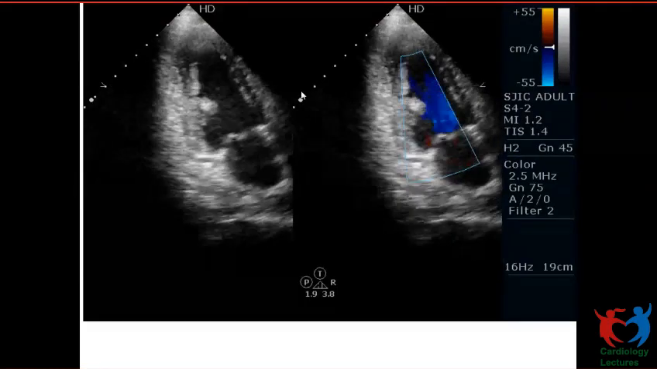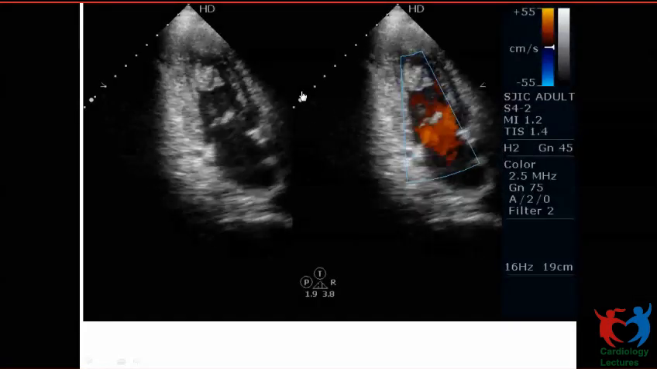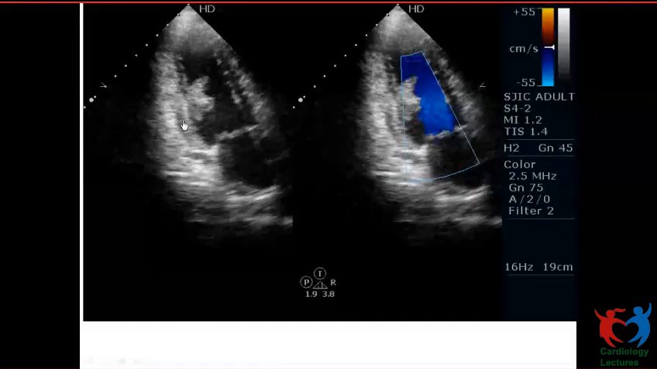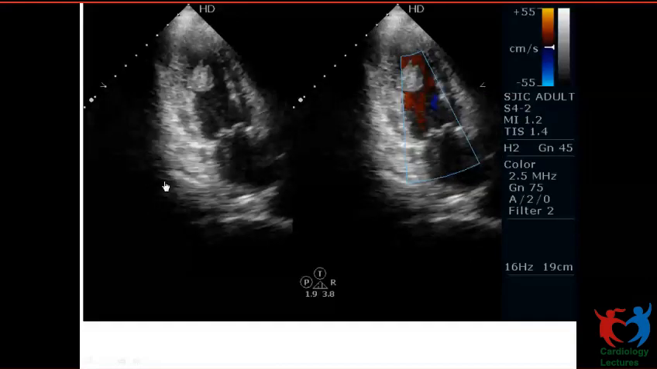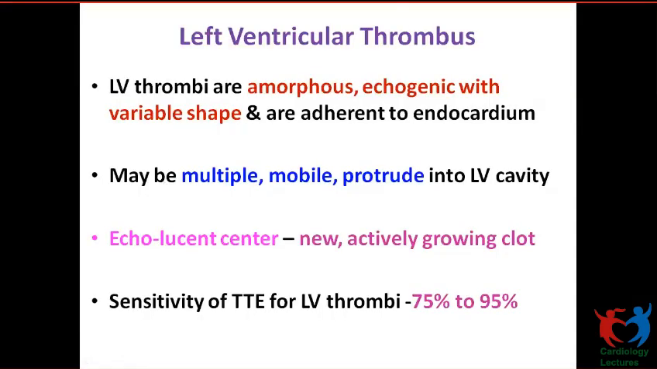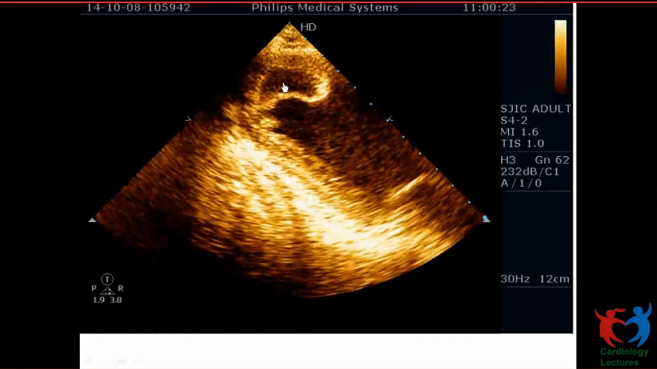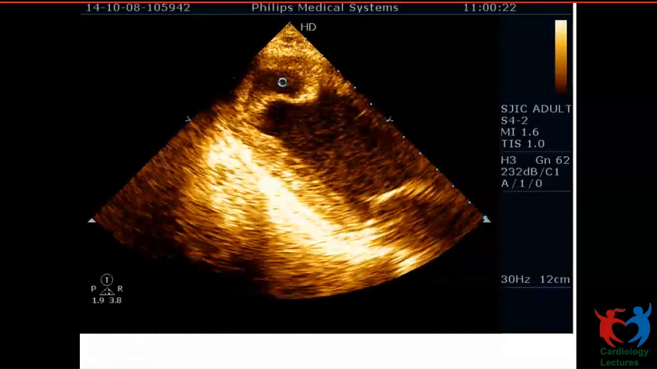See this? Multiple clots attached. Again, you can see an akinetic segment there. So, if you see an echolucent center that is supposed to be new and actively growing clot. So, transthoracic echo has a high sensitivity up to 95%. See this has an echolucent center, so it's supposed to be a fresh clot.